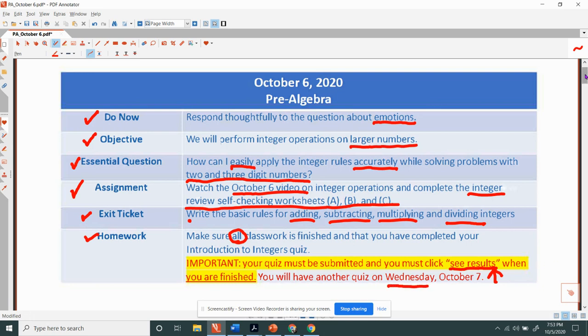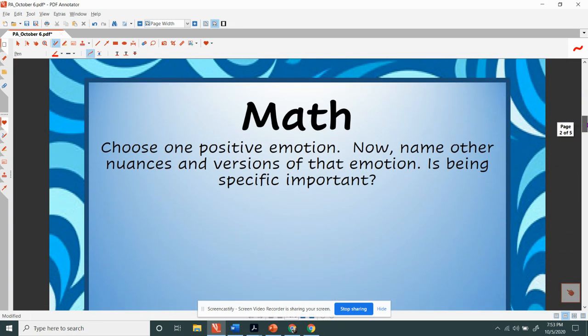So let's get started. Our do now for today says to choose one positive emotion. And suppose I were to choose, oh, quiet, feeling quiet. Now, name other nuances or very slight differences and versions of that emotion. And is it important to be specific? So if I pick quiet, I might also think about calm, satisfied, at ease, chill. And would it be important one word over the other?